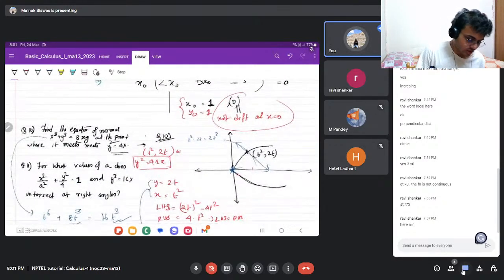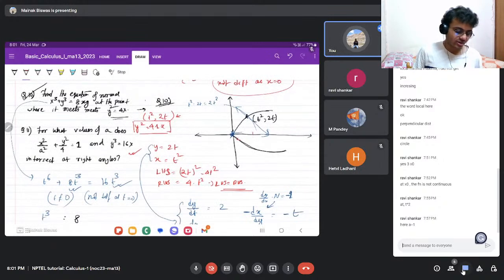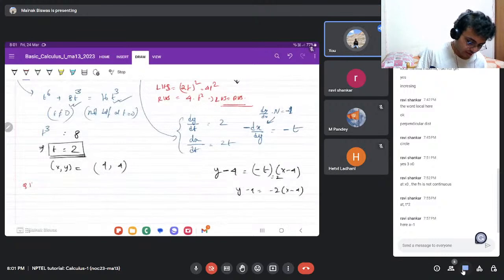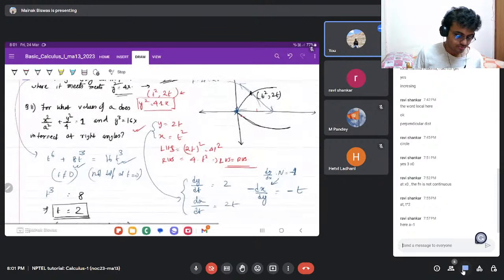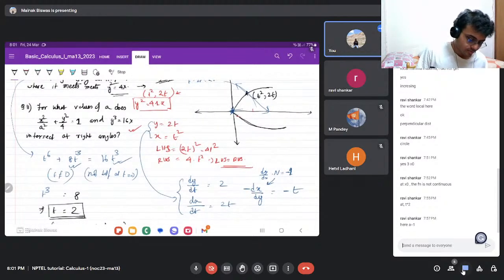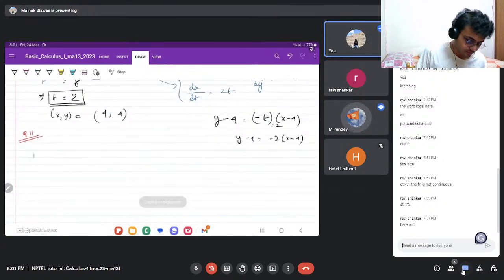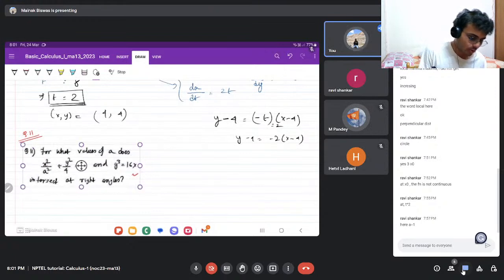So we'll do the last question of differentiation for this year, hopefully. So this is: for what values of a do they intersect at right angle? This is also a very nice question. So how do you find if a curve intersects at right angle or not? Product of slopes is equal to minus 1. Product of the slopes of the tangents.